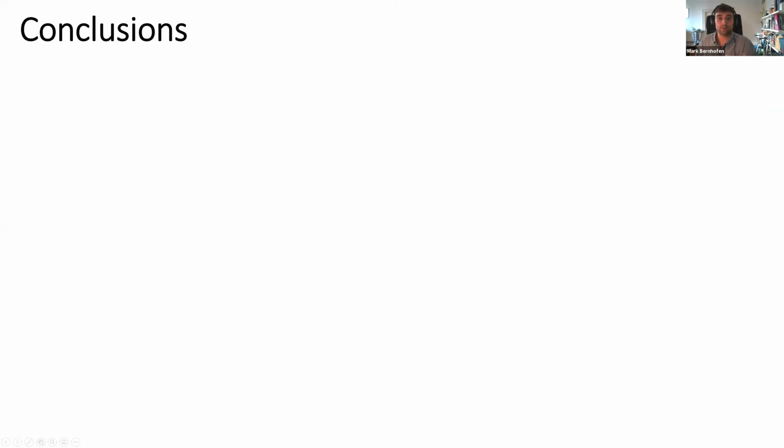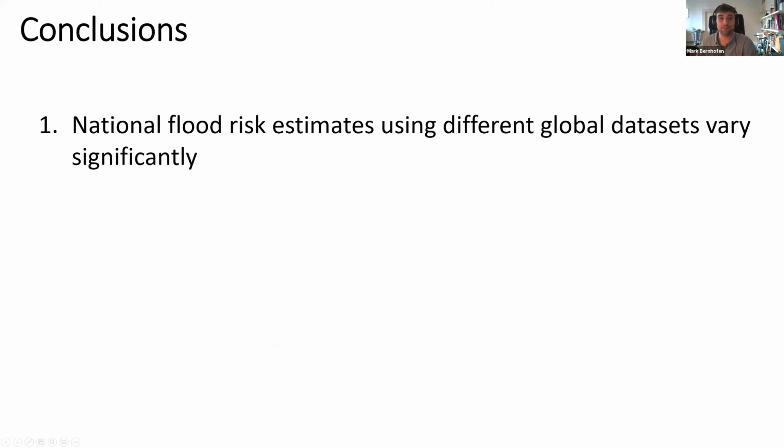All right, so I've given you a bit of a glimpse into some of the key results from our study, and I'll just summarize some of our main conclusions. So firstly, we found that national flood risk estimates using different global data sets vary significantly. And we found that the data sets differ enough that they can't really be used interchangeably without understanding the differences between them and the limitations of certain data. And I'd certainly say that they are data sets that aren't appropriate for use at the national scale.